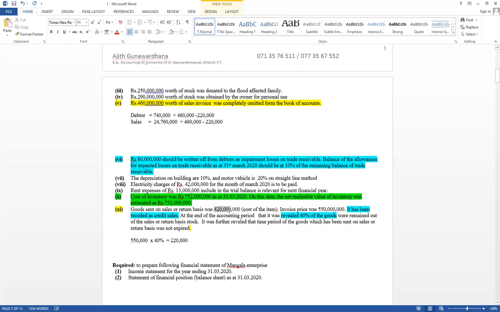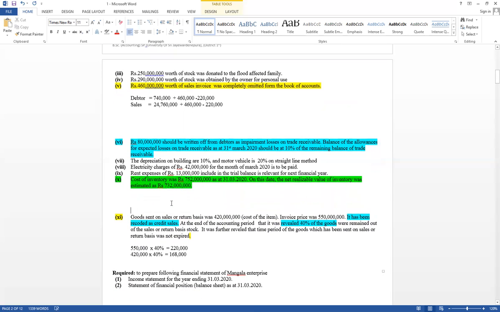If it has not been sold, its cost value should be considered as closing inventory. Therefore, the cost value equals 420,000. From that value, 40% was not sold. Therefore, you have to calculate 40%. Therefore, 420,000 into 40% equals 168,000. Therefore, this value should also be considered as closing inventory. At the same time, an inventory adjustment should be done. Let's give it as inventory adjustment, additional.